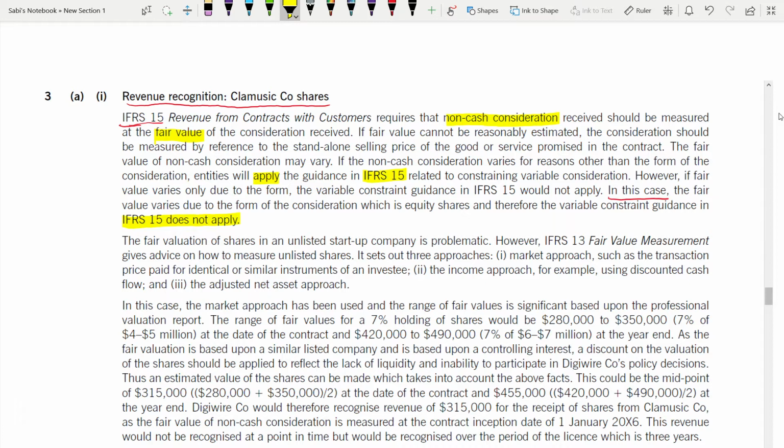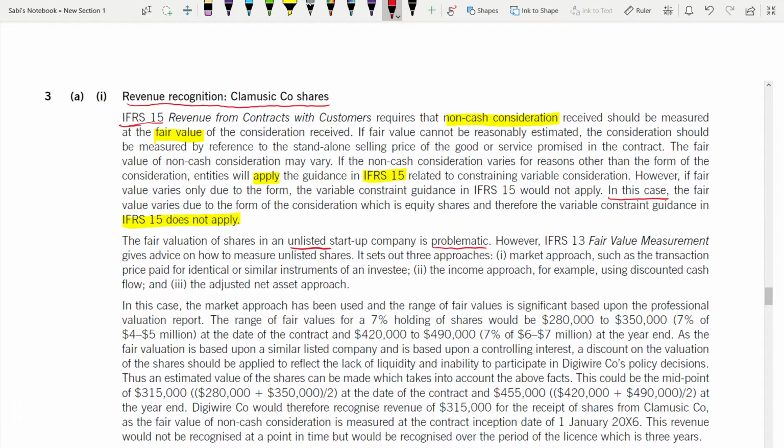So the fair valuation of shares in unlisted startup companies is problematic. You have to tell this. You have to mention this because you know when it's unlisted, fair valuation is tough. It's difficult because you are not getting a market-based valuation for an unlisted company, because clearly they have told this is an unlisted technology company, a startup technology company. So the fair valuation of the share is problematic here.